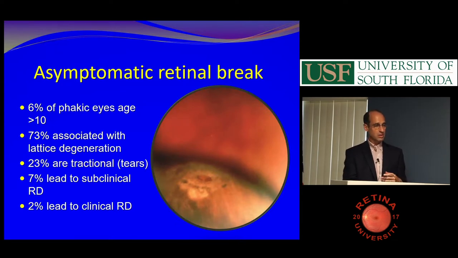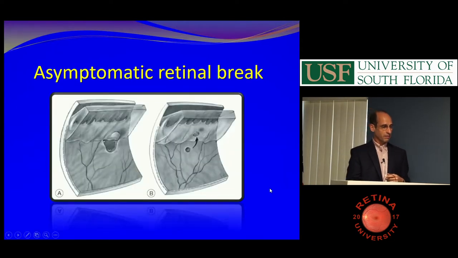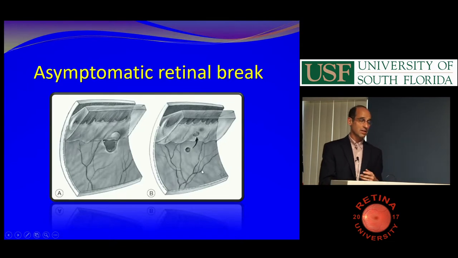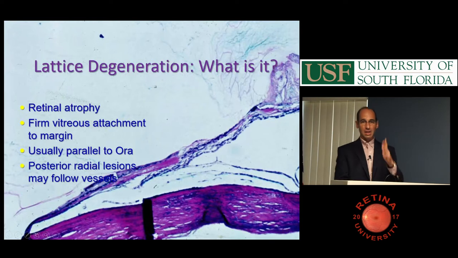And this sort of shows you what asymptomatic retinal breaks look like. And then finally, lattice degeneration. Lattice degeneration is a big one. You'll see this in a lot of people all the time, and it can be hard to see. It looks a bunch of different ways, and it is an important lesion for retinal detachment.